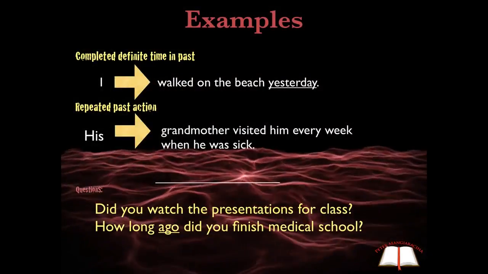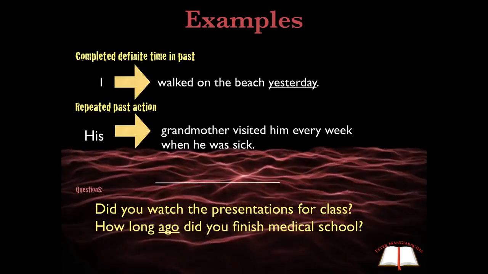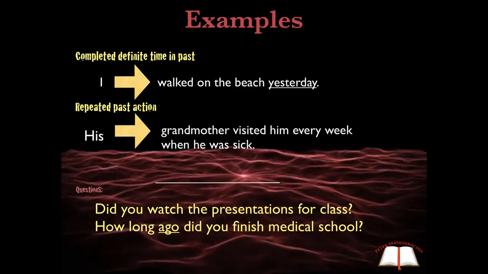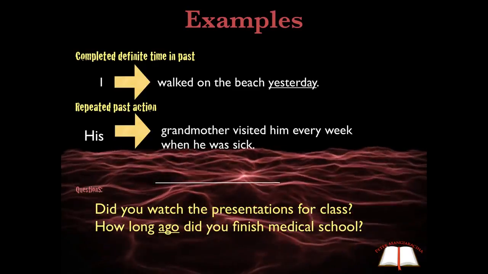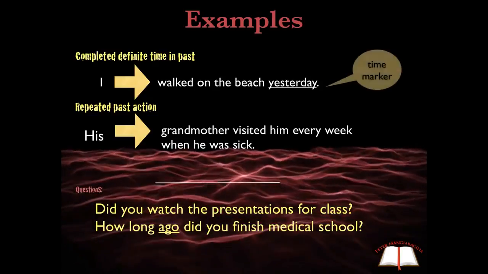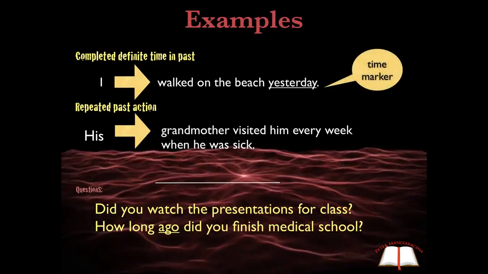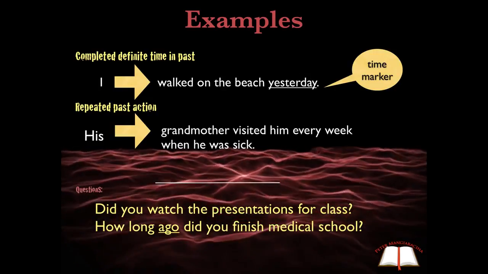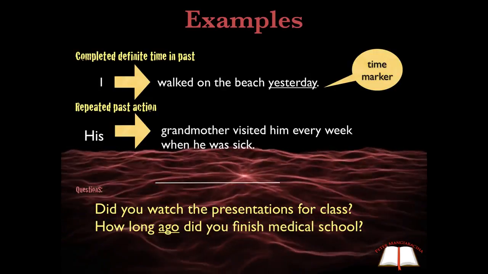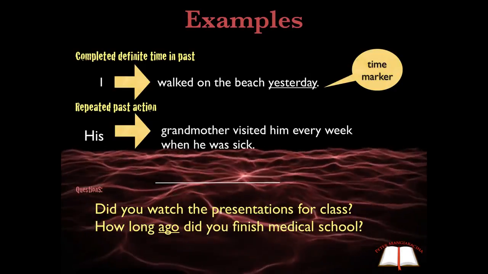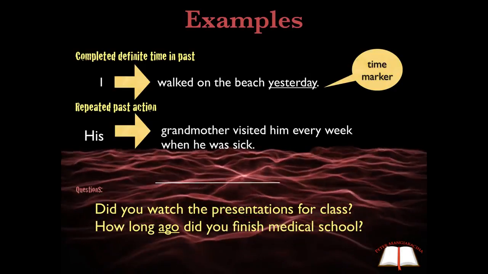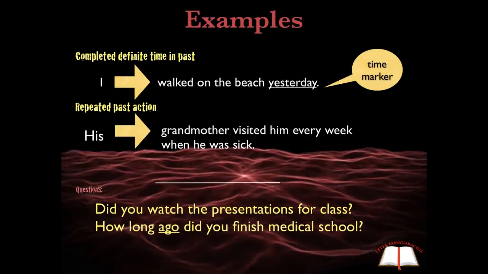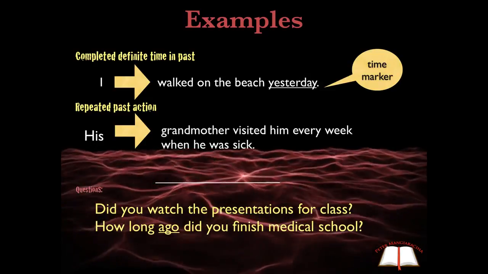Here are some examples of the use of the simple past. I walked on the beach yesterday. Yesterday is a time marker. It's a good idea to try to use time markers in your sentences so that you can be sure that you're using the right tense. Repeated past action: His grandmother visited him every week when he was sick. Right?